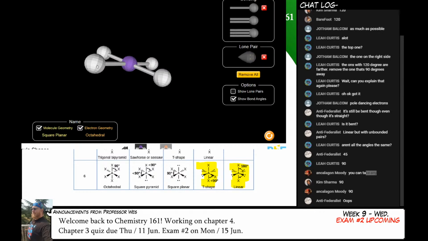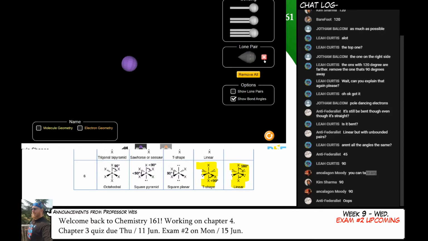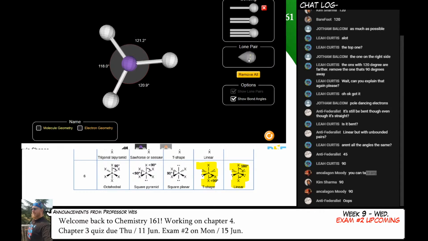And then I remove the lone pairs. There we go. So that's what square planar would look like. So you can play around with the molecular geometry simulator, and you can even test yourself. You just turn these off and be like, okay, I'm going to just go pew, pew, pew, pew, pew.